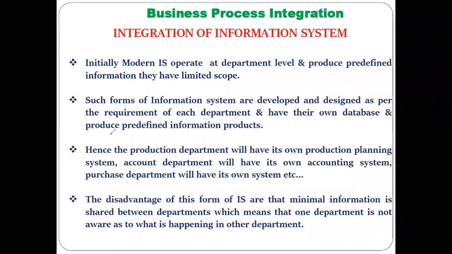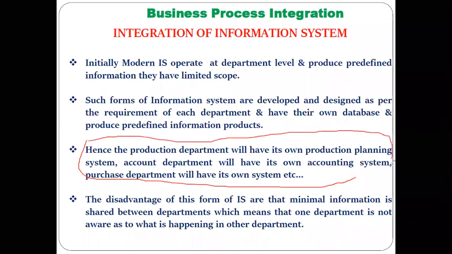Now how can it become possible? How can proper communication be done between all these functional departments? The only answer to this is nothing but what? Integration of information systems. Meaning that each department, the production department, must be linked with the purchase department, must be linked with the accounting department, etc. Got the point?